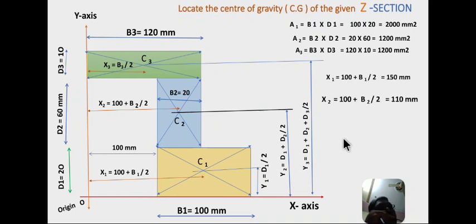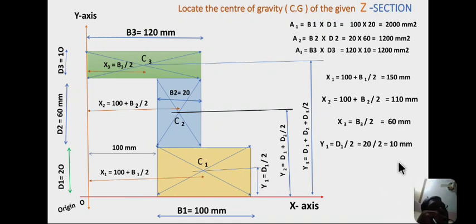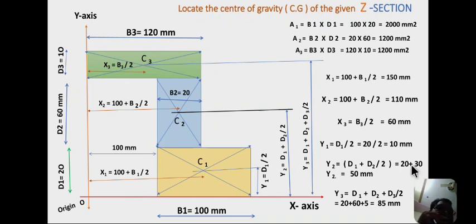So from the figure, x1 equal to 150 mm, x2 equal to 110 mm, x3 equal to 60 mm. y1 equal to 10 mm, y2 equal to 50 mm, y3 equal to 85 mm. Now these values are written in tabular form in the next slide.